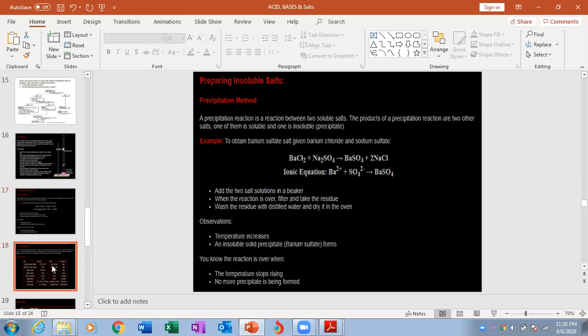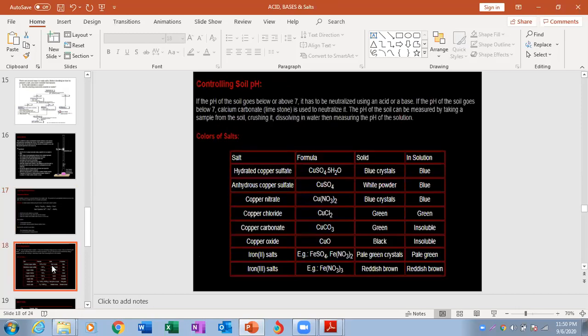The last portion of our slide. Okay, what are the benefits of these salts? With the help of these salts and different kinds of acids and alkalis, we can also control the soil pH. Why?